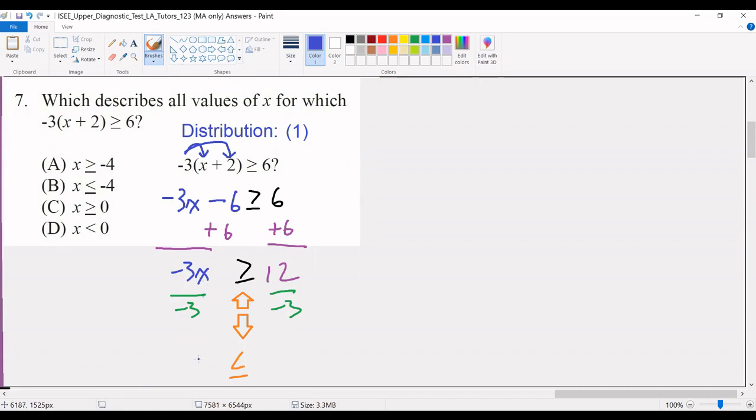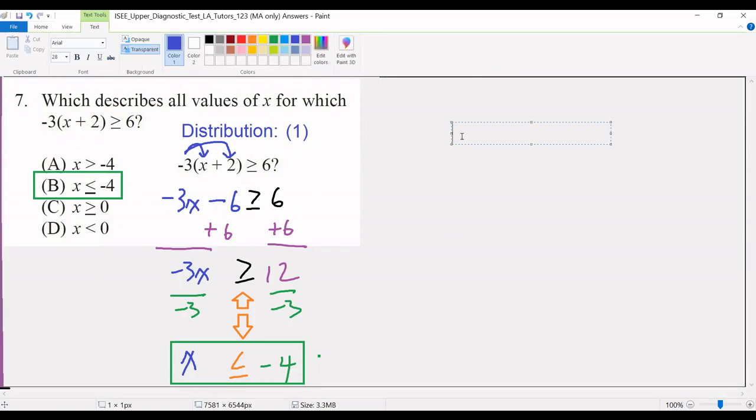On the left, this simplifies the -3s, and then we are just left with x. And on the right side, we're just dividing 12 by -3, which would now give us -4. And so that'll be our answer. We have x is less than or equal to -4, and that should be part B. So now what I want to do here is our second method. So here we go. I'm going to do this problem one more time.